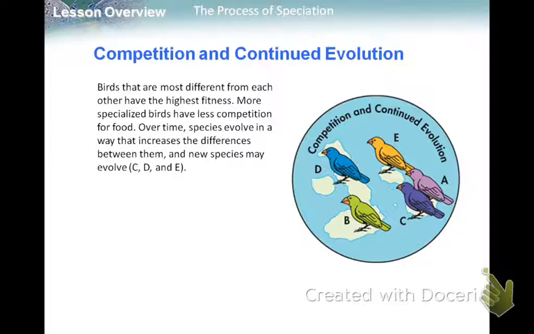And then we have competition and continued evolution. Birds that are most different from each other have the highest fitness because they occupy, as we're going to talk about later, different niches, very specific aspects of their lives. More specialized birds have less competition for food. Over time, species evolve in a way that increases the differences between them, and new species may evolve. And that's what you see in this drawing here.